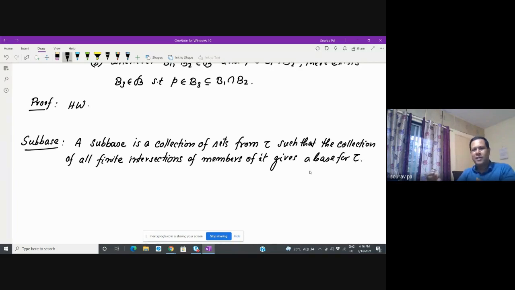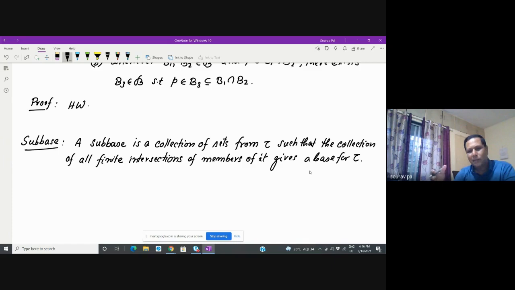Once again, as I said, if you know the base, you know the topology, right? If I give you a collection and declare that this is the base for a topology, how would you generate the topology? How would you get back the topology? You take all possible unions of the members of that collection. That is the way to obtain the underlying topology, or the topology that is generated by the base.